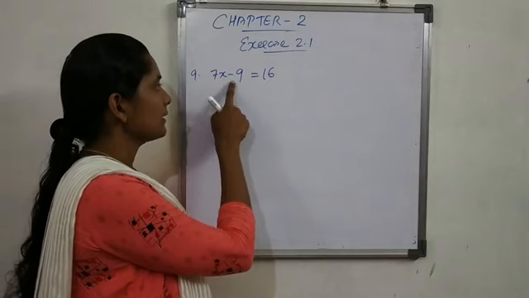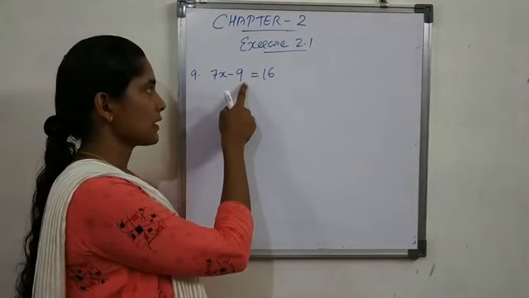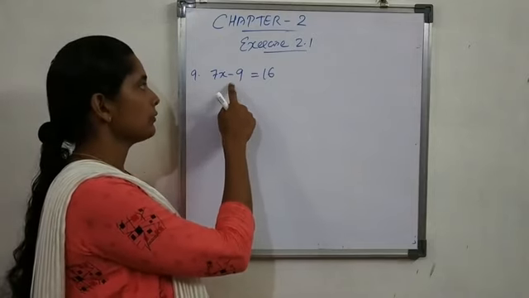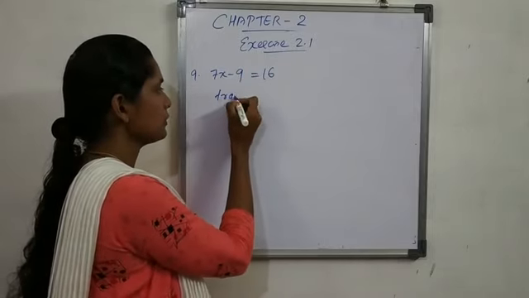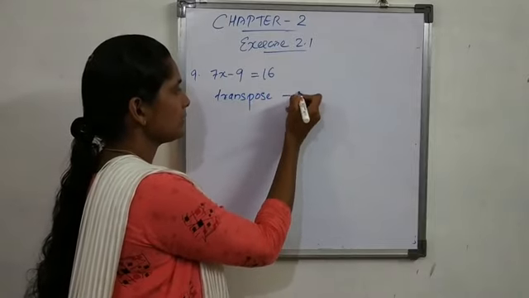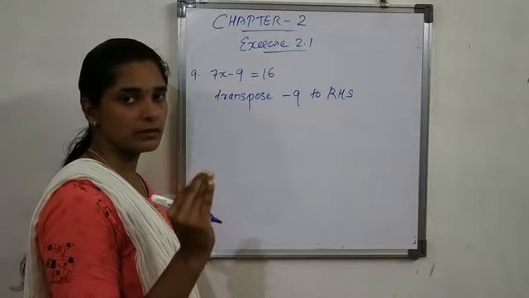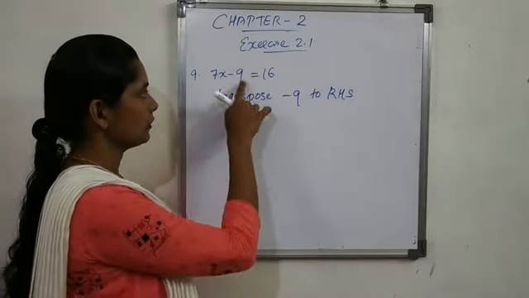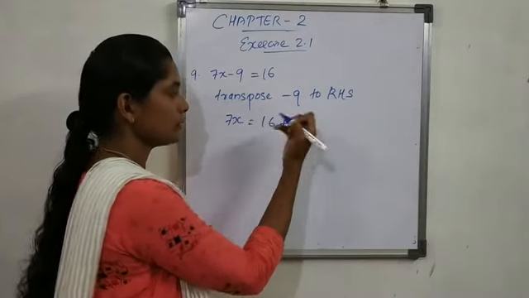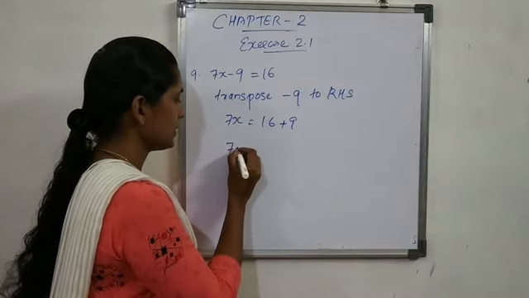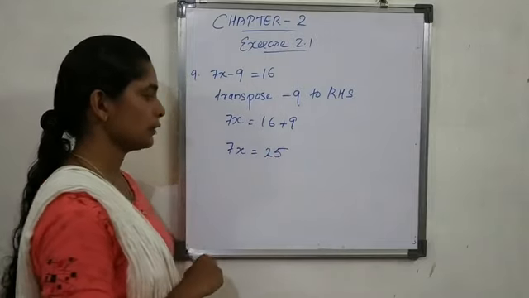So 7x minus 9 is equal to 16. In this one, here 7 is multiplied with x and also subtraction is there. Multiplication and subtraction. So first we can move this minus 9 to the right side. Transpose minus 9 to the right side. First you have to solve the addition and the subtraction, then come to multiplication and division. That is 7x is equal to 16 plus 9. Then 7x is equal to 25.